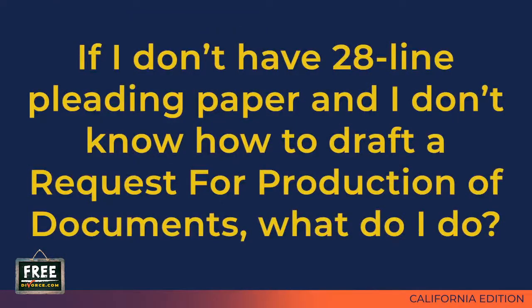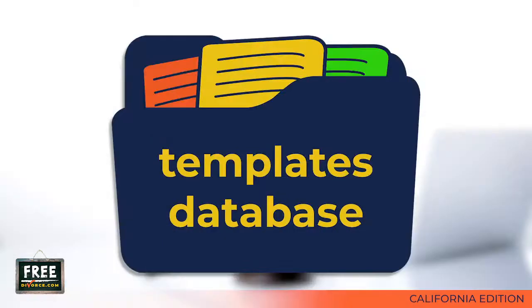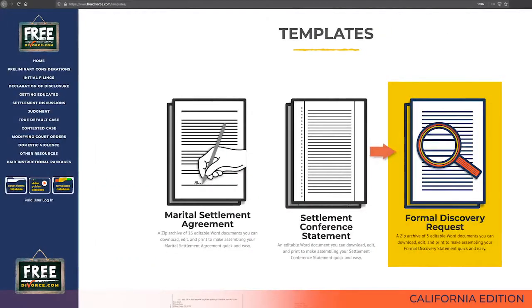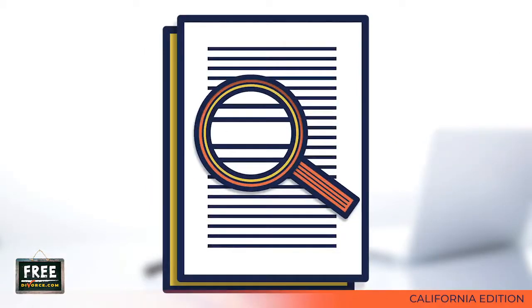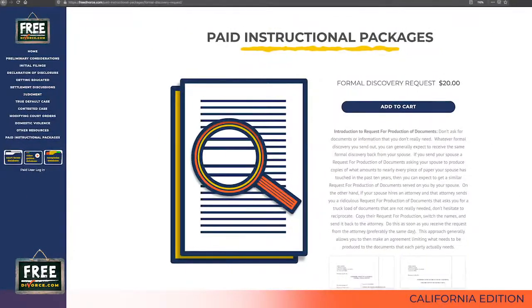If I don't have 28-line pleading paper and I don't know how to draft a request for production of documents, what do I do? As we mentioned in our last video, we offer various discovery documents in a template form, including a request for production of documents template. The templates will print on 28-line pleading paper. You can use the various templates to draft your own formal discovery documents. The package of discovery document templates are available for purchase for a nominal charge.